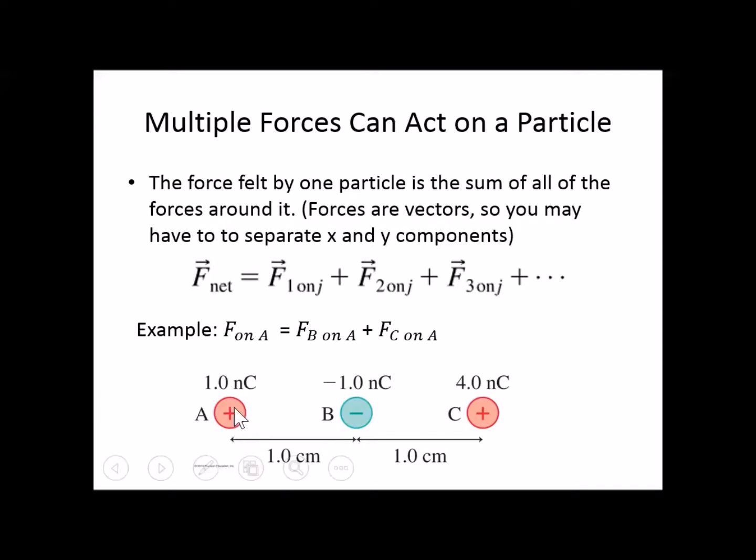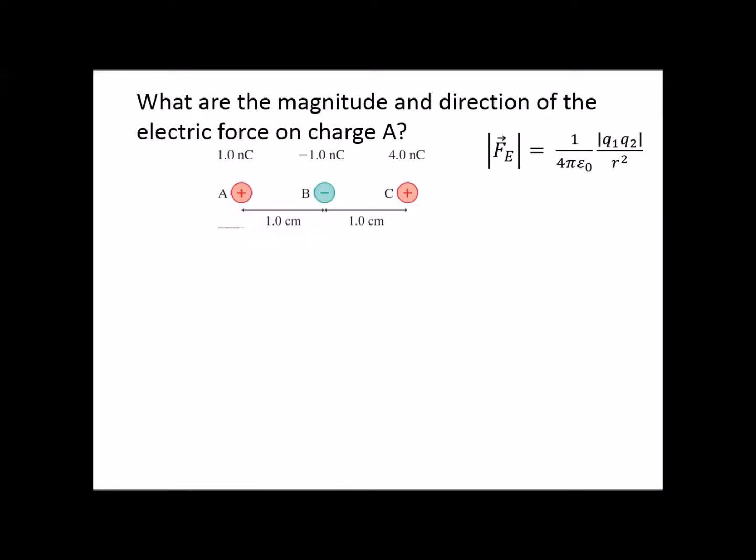Let's say we want to find the force on A from all the forces around it. The force on A is going to equal the force of B on A plus the force of C on A. So let's solve this problem. What is the magnitude and direction of the electric force on charge A? Well, first let's look at the direction that these forces are going to act, because we're doing a sum of vectors and we need to know the direction of those force vectors.